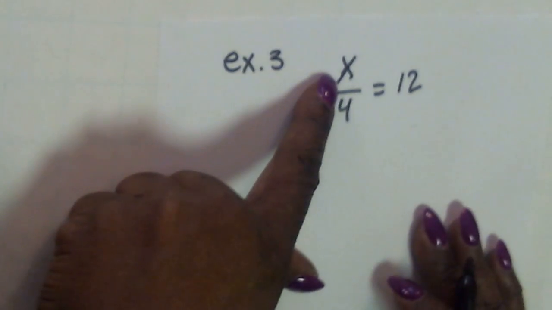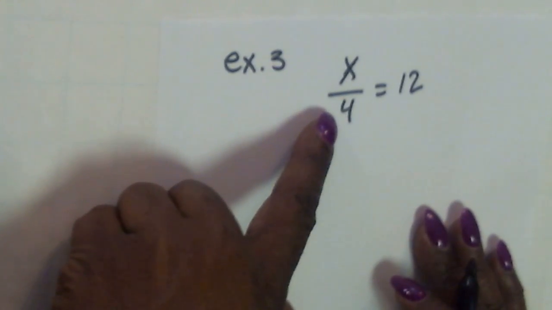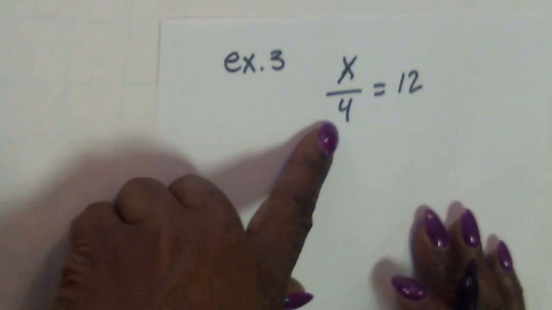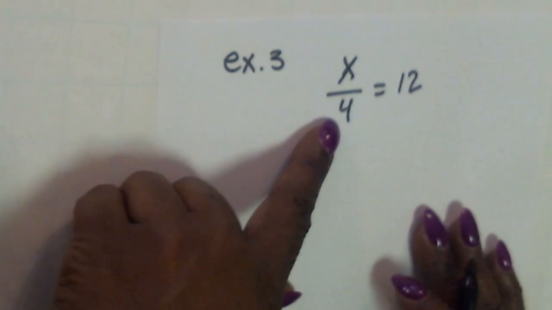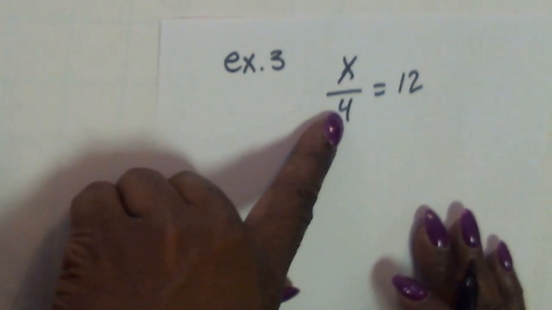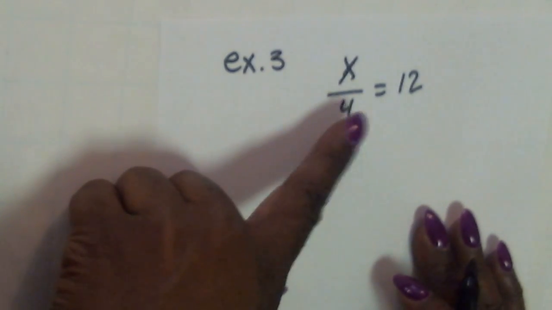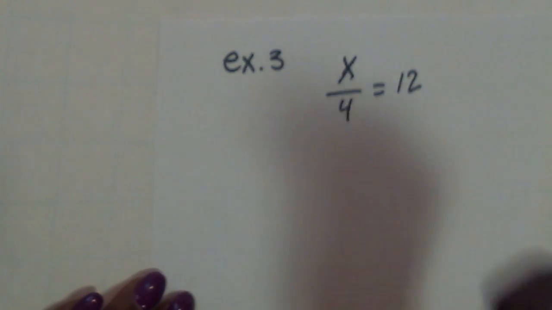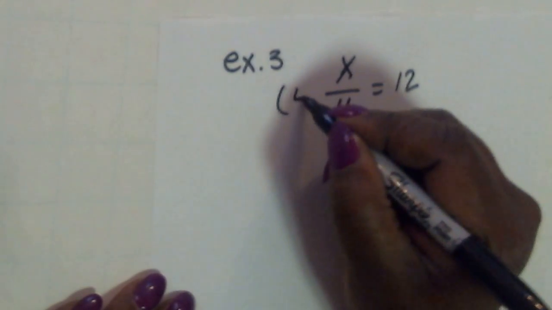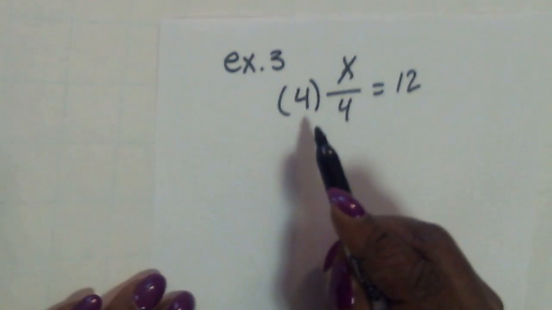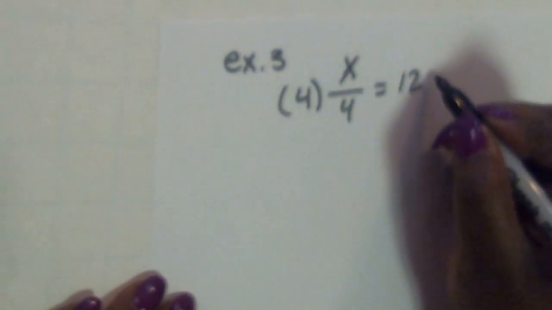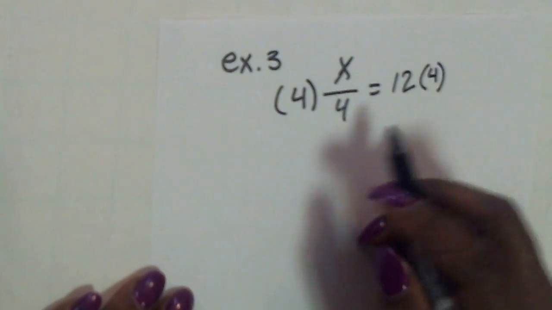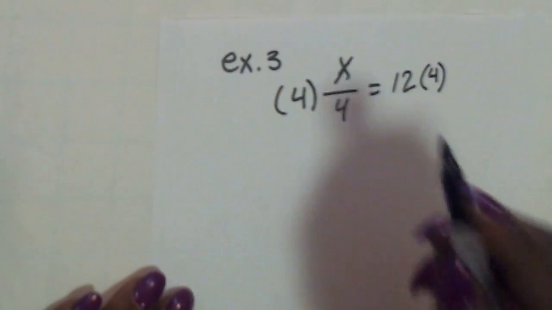We want to get the x by itself. And so you can see this is a fraction. So it's a division problem. So we have to use the multiplicative inverse of x over 4, which would be 4. That will get rid of the 4 here. So that means I'm going to multiply both sides by 4. So this is a quick way in algebra to write multiplication. So remember, whatever you do to one side, you have to do to the other side. That's what makes the equation equal.